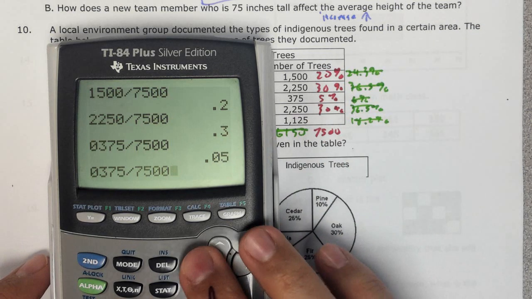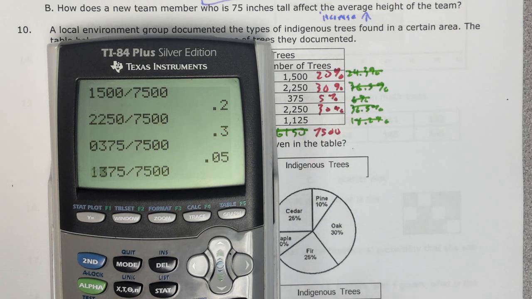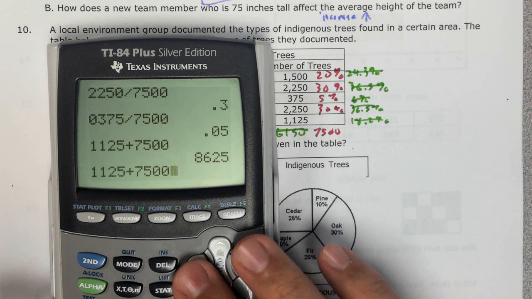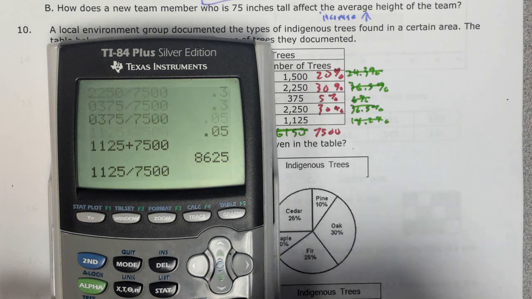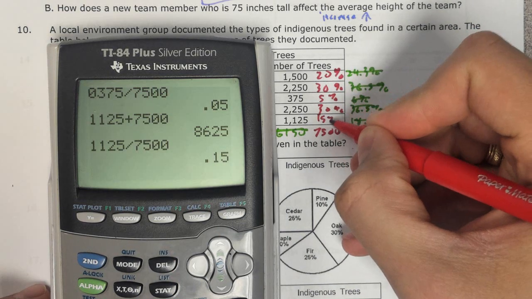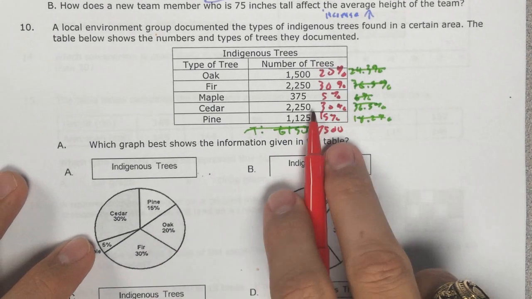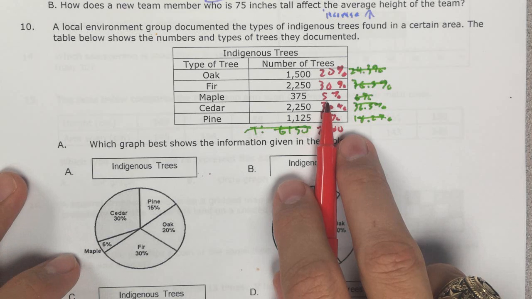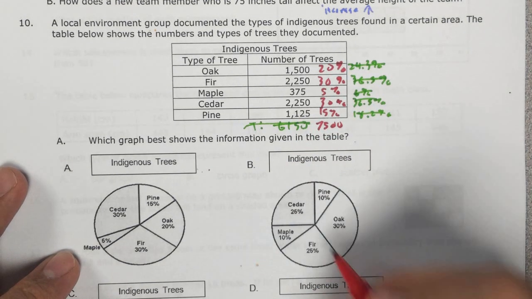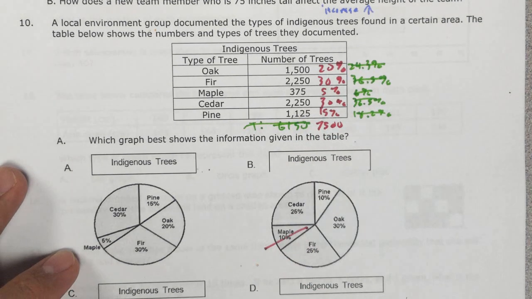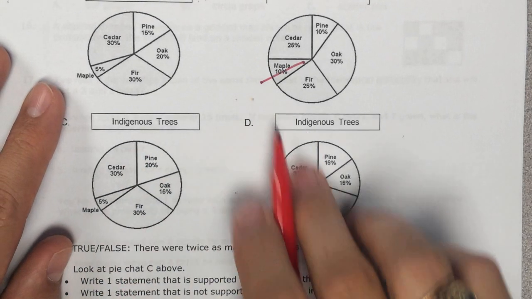And then the last one is 1,125. Pressed an extra key there. That is 15%. All we have to do once we find those percentages is to see which one matches. Easiest one to identify right here is maple is 5%. Those two have 5%. These don't.